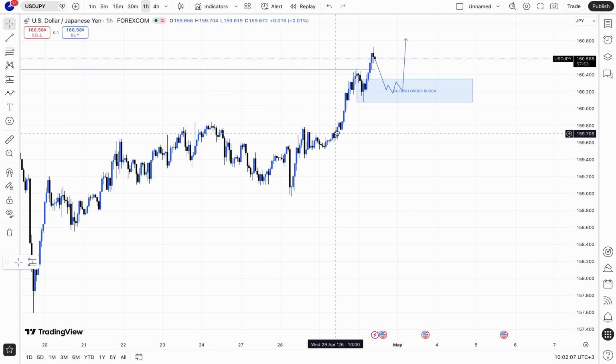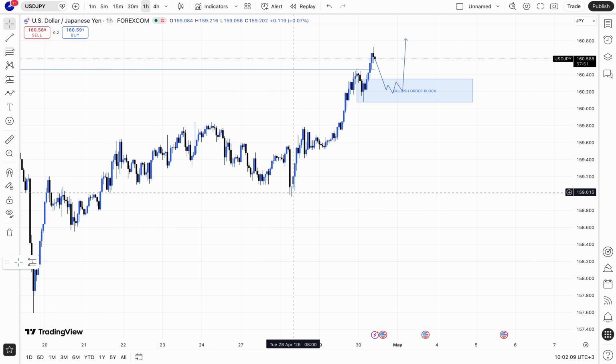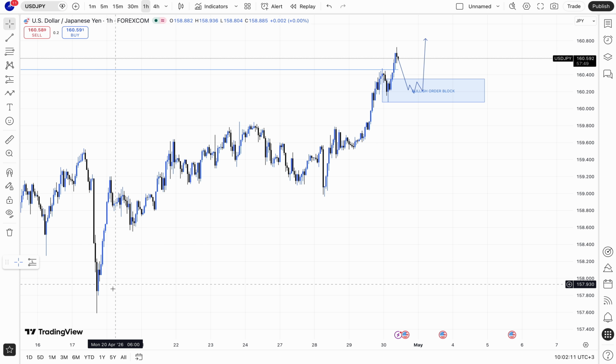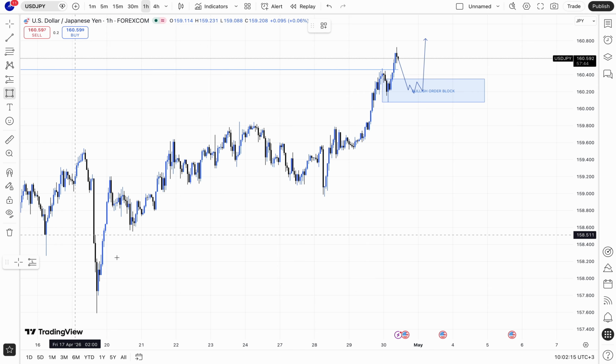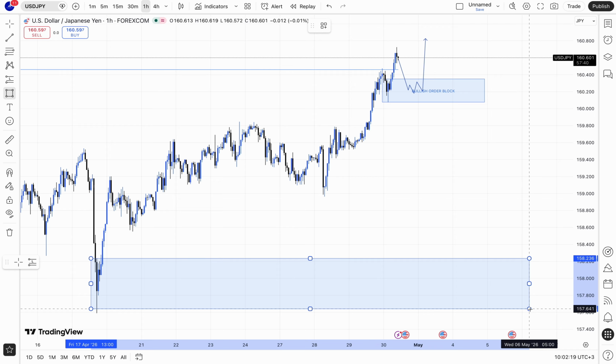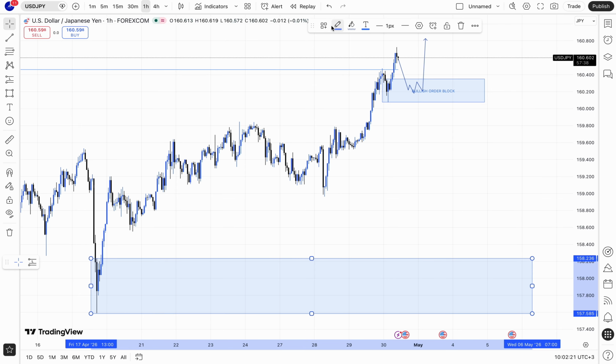Although we still have more order blocks like this order block and this extreme order block here down to the downside. I can also mark it out, the extreme order block, which is here. But right now you're focusing on one order block, which is this one. Okay, that's it guys, and peace out.